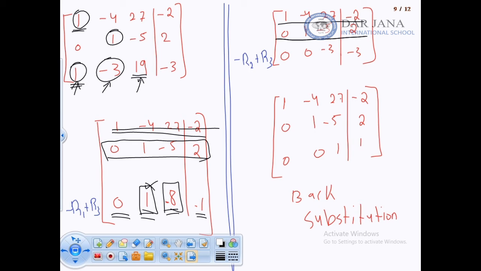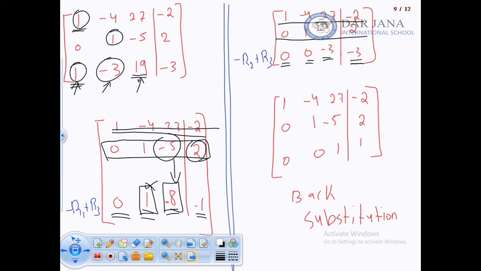0 times negative 1 is 0. 1 times negative 1 is negative 1. Add it to 1, I will have 0. And negative 1 times 5 is negative 5. Add it to negative 8, I will get negative 3. And negative 1 times 2 is negative 2. Add it to negative 1, I will get negative 3.